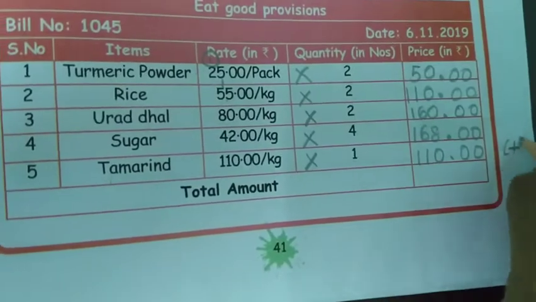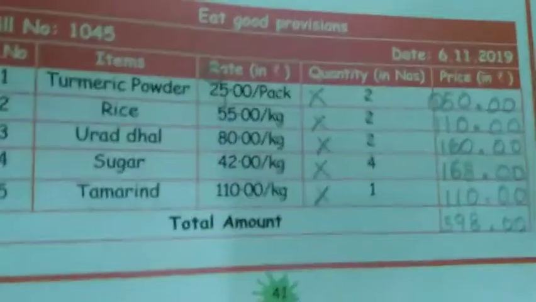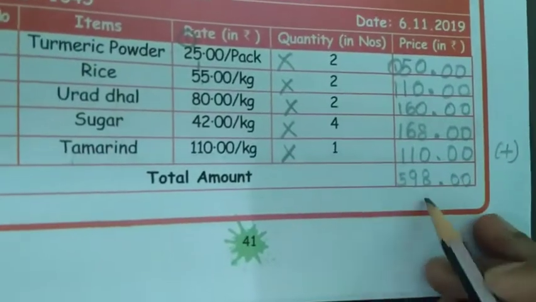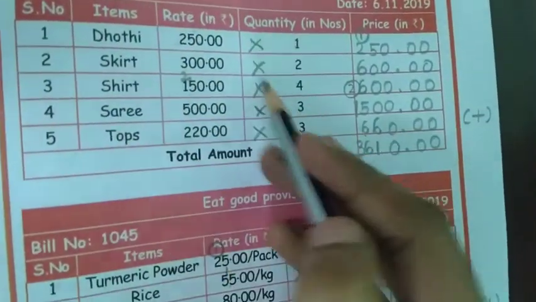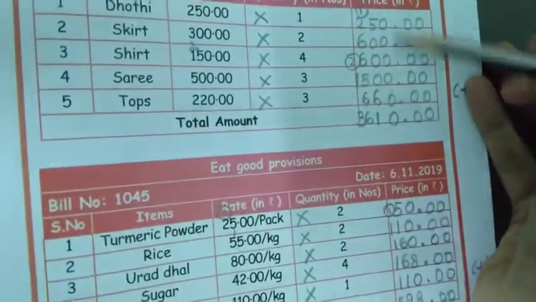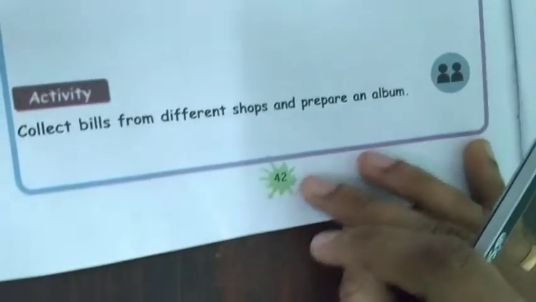Now, same like that, we want to find out the total amount. Do the addition and write the answer, ma. Okay, now finished means check the answer, ma. The total amount is 598 rupees. Okay? Nothing, ma. You just multiply these two numbers and write the answer. Finally, you do the addition. Okay? That's all. Now take the next page.